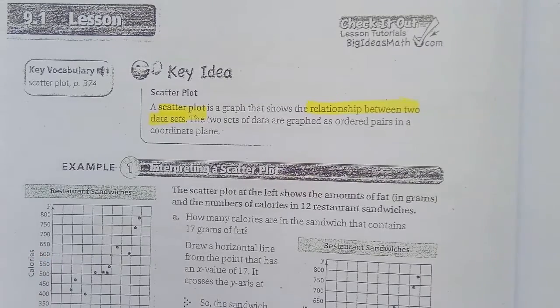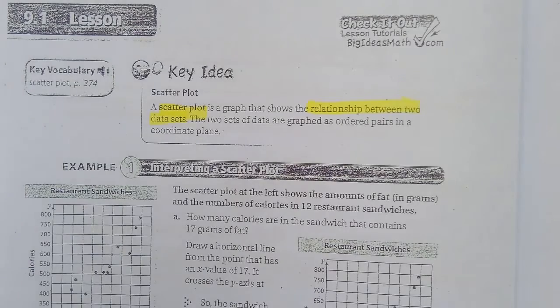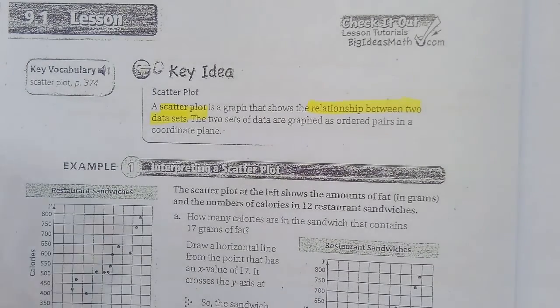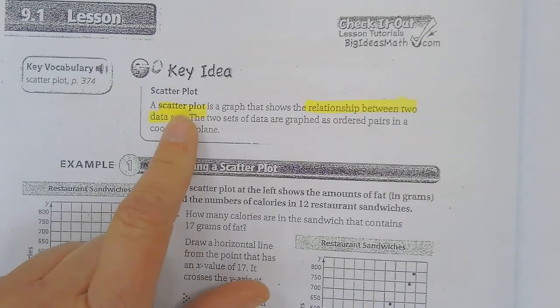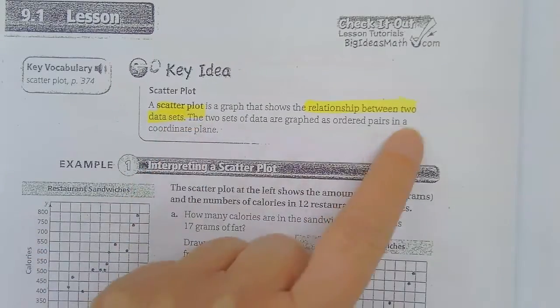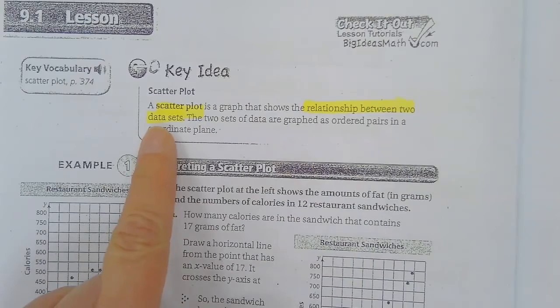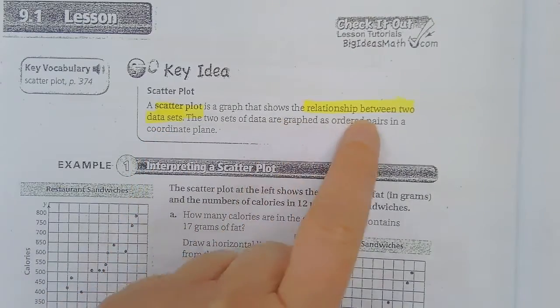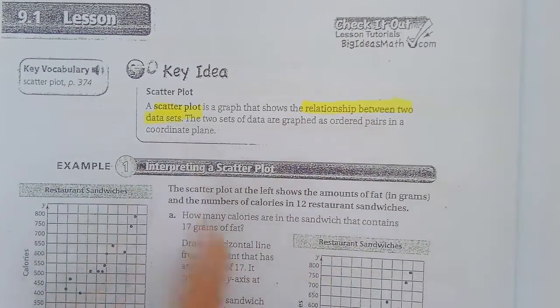Hi, you guys. Today we're going to do 9.1 in our book. We talked a lot about scatter plots yesterday, and this is kind of just a summary of what we learned in our other things. So remember, a scatter plot is a graph that shows a relationship between two sets of data. The two sets of the data are graphed as an ordered pair in a coordinate plane.